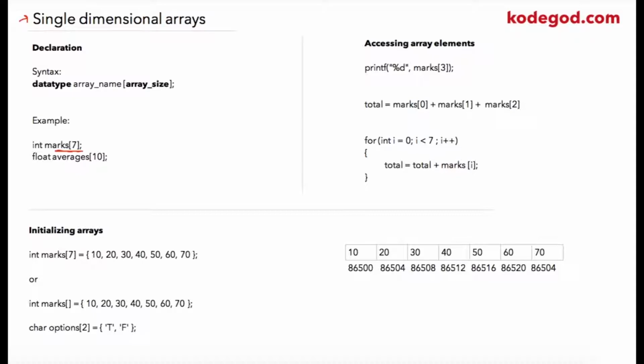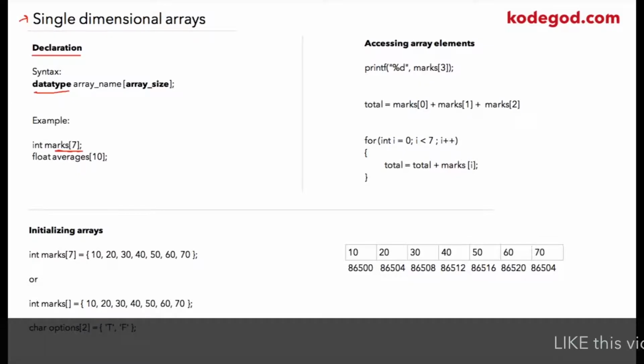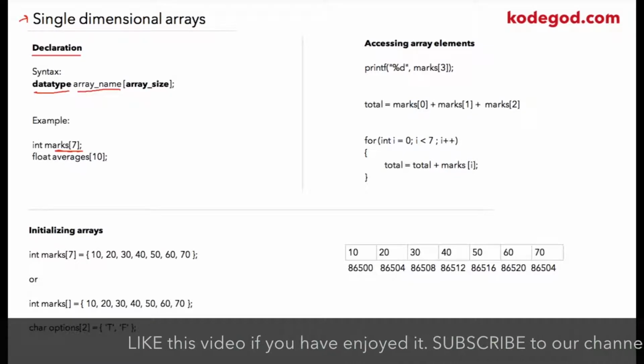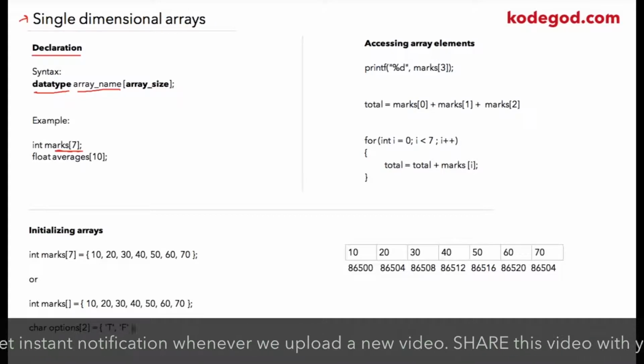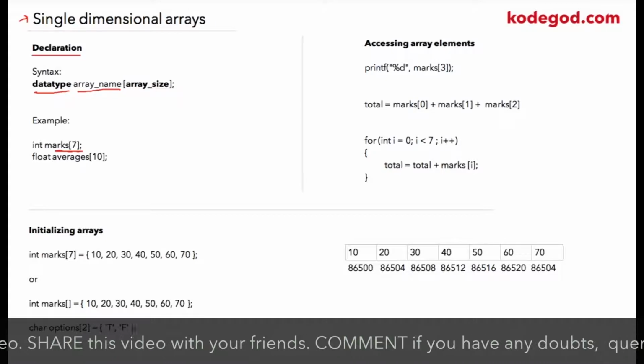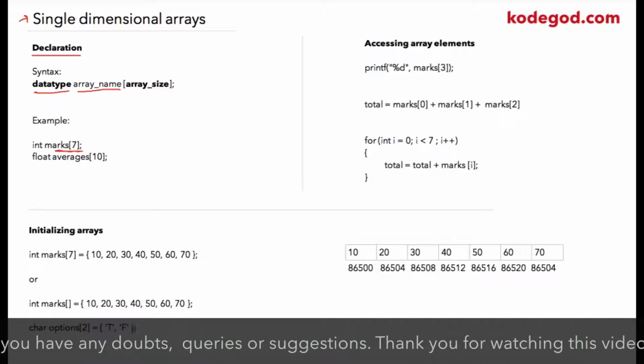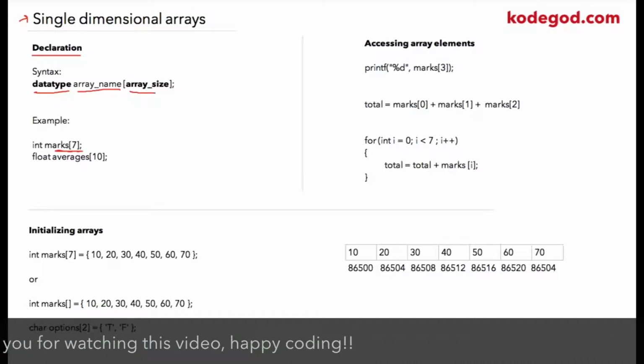So let us first check how we can declare arrays. The syntax is like this. You need to specify your data type like int, float or char. Then you need to add your variable name. All the standard rules which apply to declaring a variable will also be applicable to declaring array names. And then inside square brackets, you need to specify the array size.